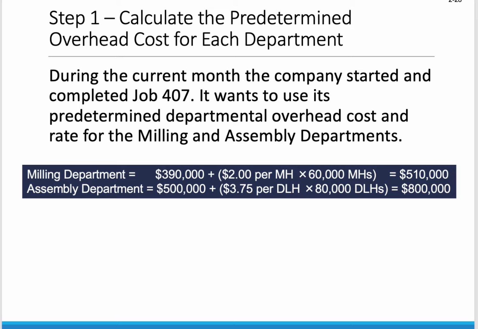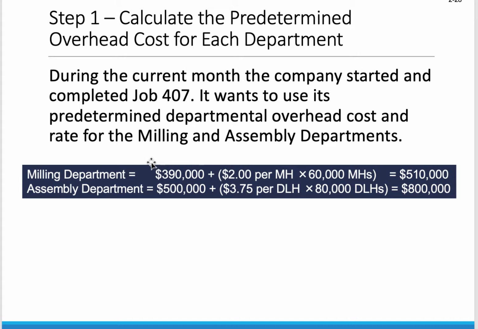So the first thing we have to do when we're using multiple predetermined overhead rates is calculate the overhead for each department, okay? So notice what we have here in the middle in the blue. Just look at the milling department. 390,000, that's the fixed. $2 per machine hour, that's the variable cost per cost driver. And then the 60,000 machine hours, that's the activity of the cost driver, right?